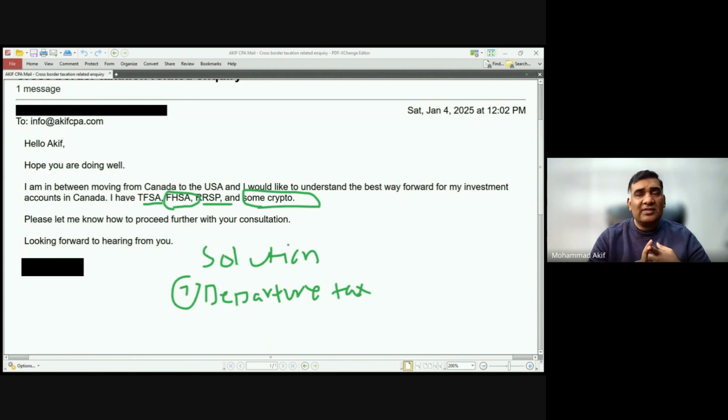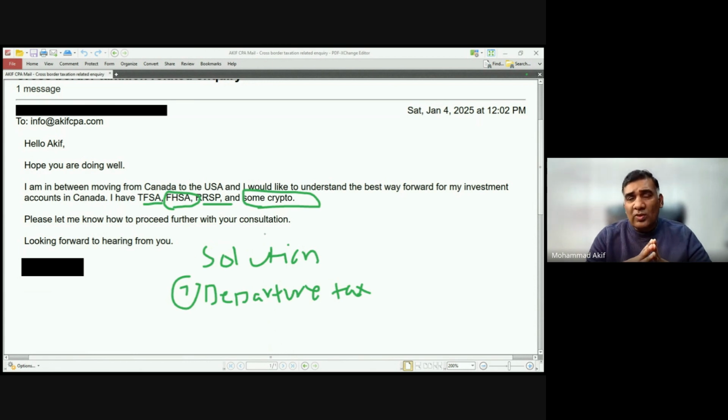Canadian real estate is not subject to departure tax, but any real estate that is foreign will be subject to departure tax. So TFSA, FHSA, and RRSP are all okay when it comes to departure tax. Crypto is not. Shares of corporations or shares of any other companies are not. And then of course foreign real estate is also not. So that's what happens on the Canadian side.